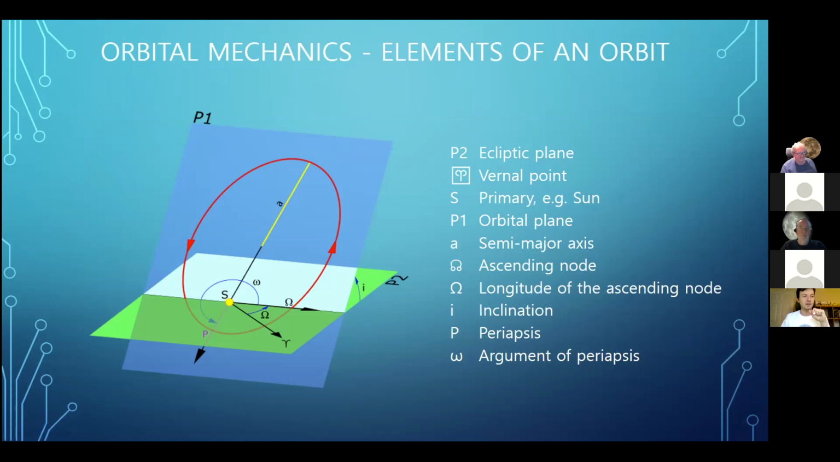And then we have an inclination. Here we go. This is where it is. It is how tilted the orbit is compared to the equatorial plane of the object we're orbiting. Then the semi-major axis, and there are many other parameters, but I think these are the main ones for the purposes of this.